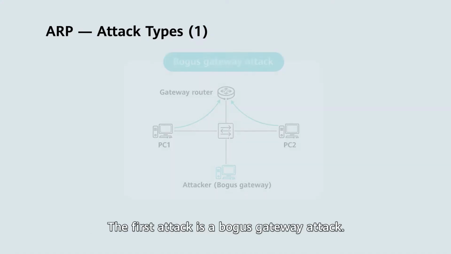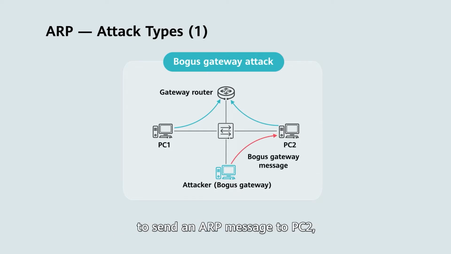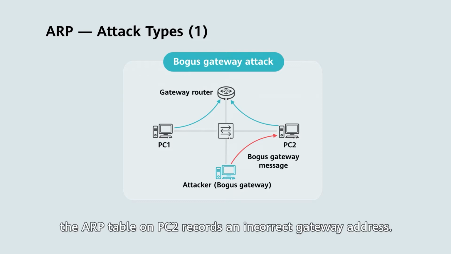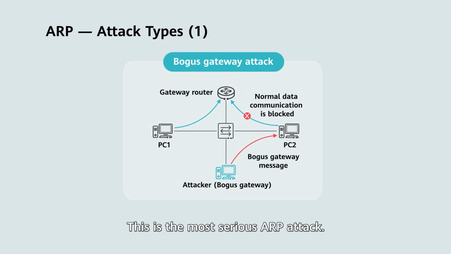The first attack is a bogus gateway attack. For example, if an attacker forges a gateway address to send an ARP message to PC2, the ARP table on PC2 records an incorrect gateway address. As a result, the gateway cannot receive data from PC2. This is a more serious ARP attack. If an attacker sends ARP broadcast messages, the entire link may go offline.